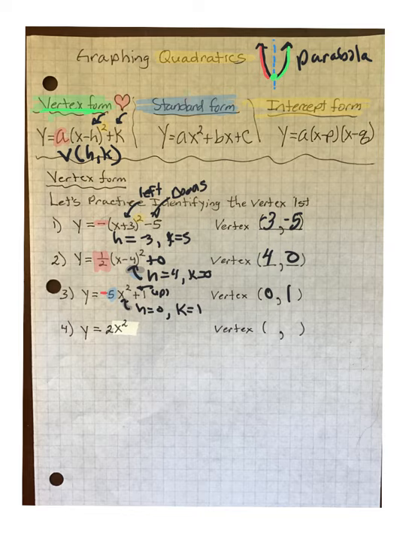And in number 4, did you notice that it didn't shift left or right or up or down? So isn't our vertex (0, 0)? It's opening up because the A is positive, and it has a vertical stretch by a factor of 2, which means it's going to be skinnier than our parent graph. So how did you do? Okay, so let's go to graphing.